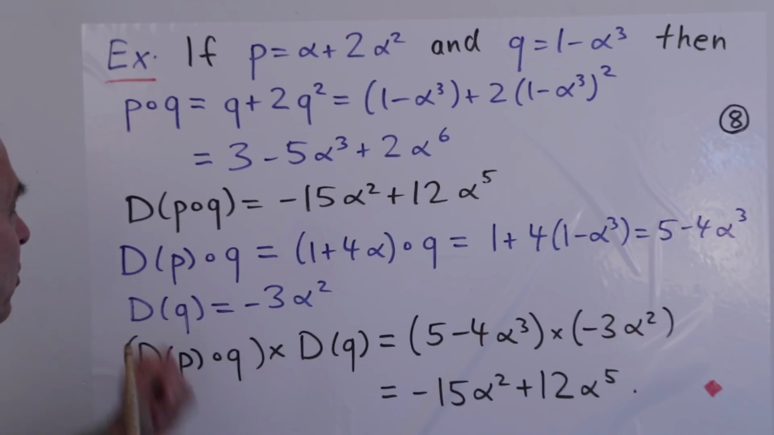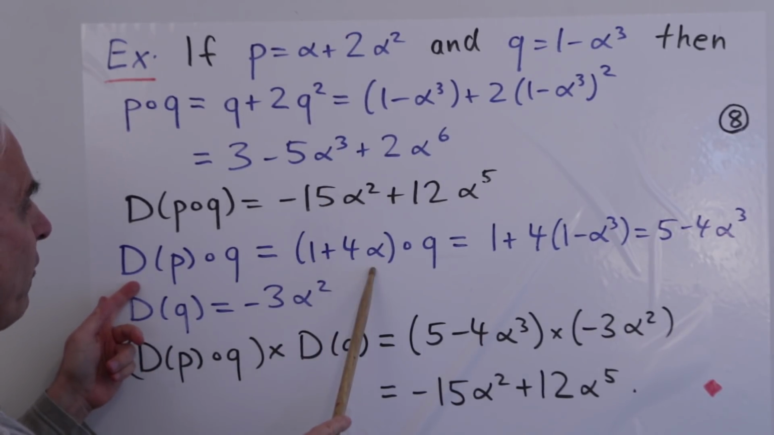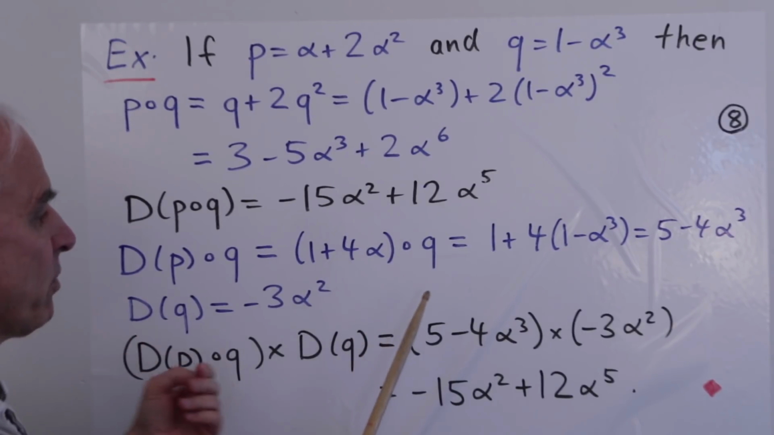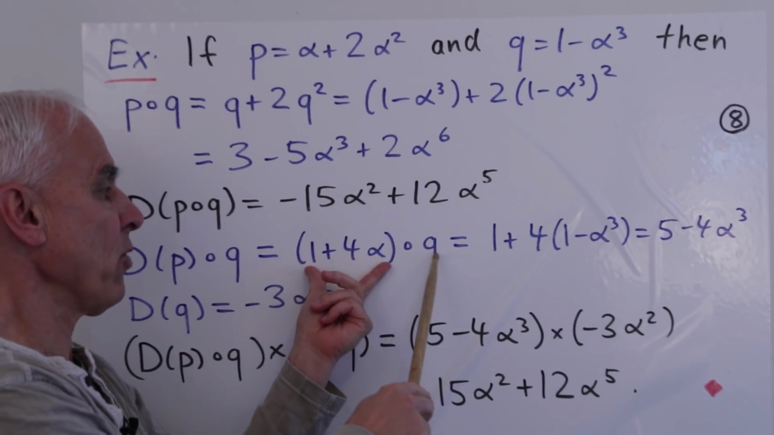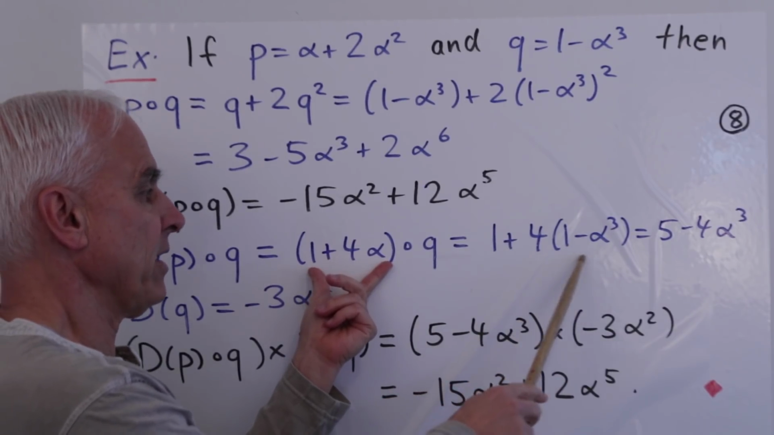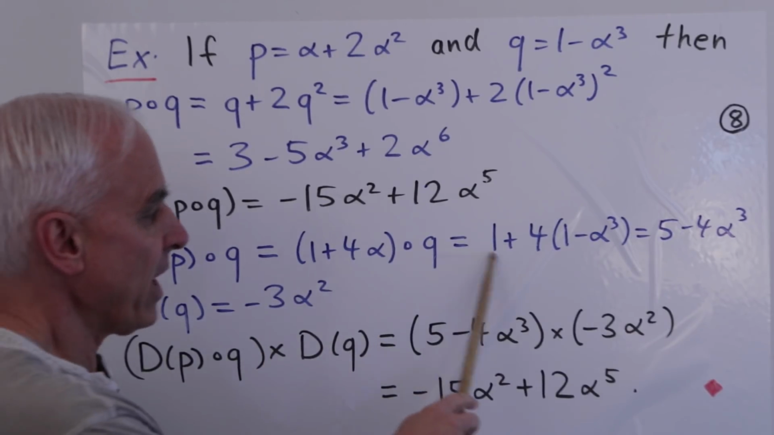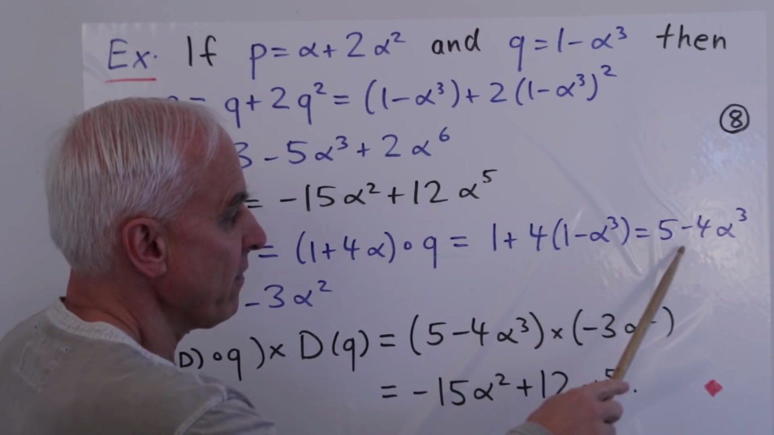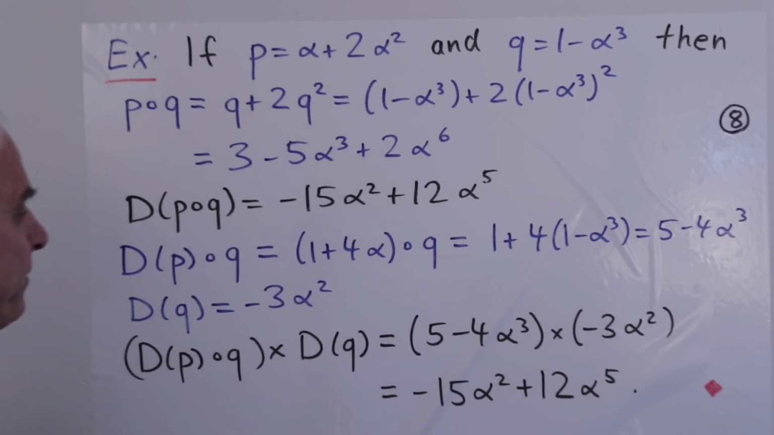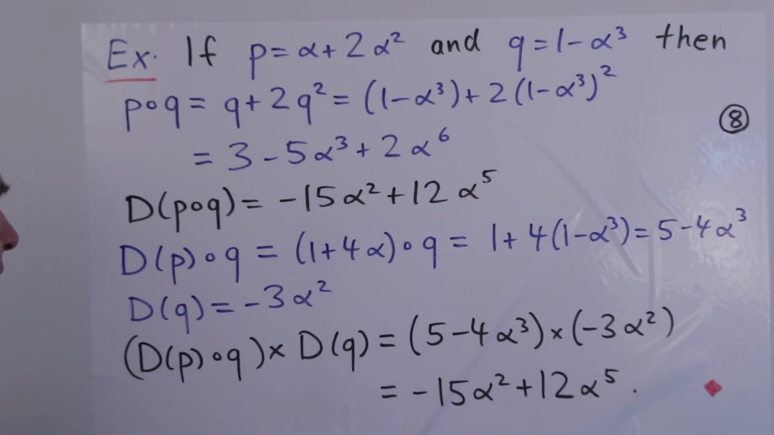So d of p circle q: we need the derivative of p, there it is, 1 plus 4 alpha, circle q. That means we're replacing the alpha here with q. So that's 1 plus 4 times the q, 1 minus alpha cubed. As a polynumber, that is 5 minus 4 alpha cubed. And the other ingredient is the derivative of q. There's q, its derivative is minus 3 alpha squared.